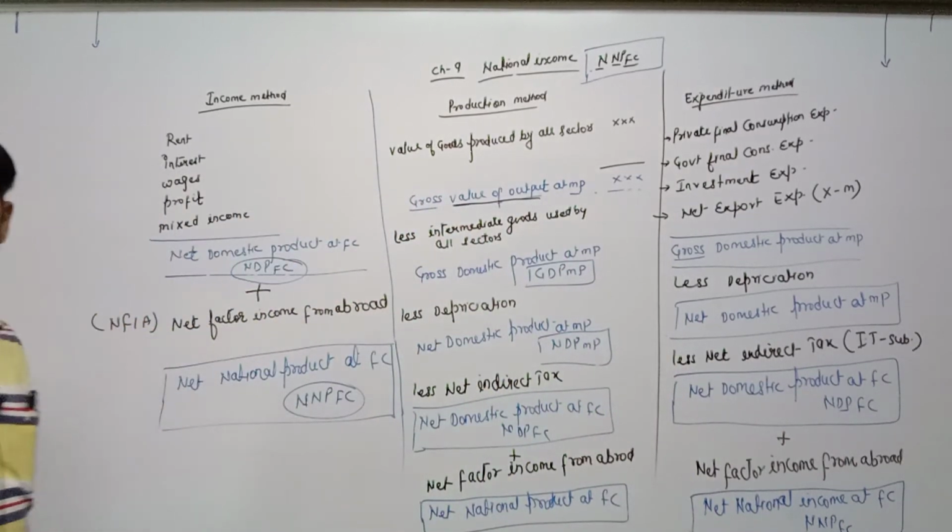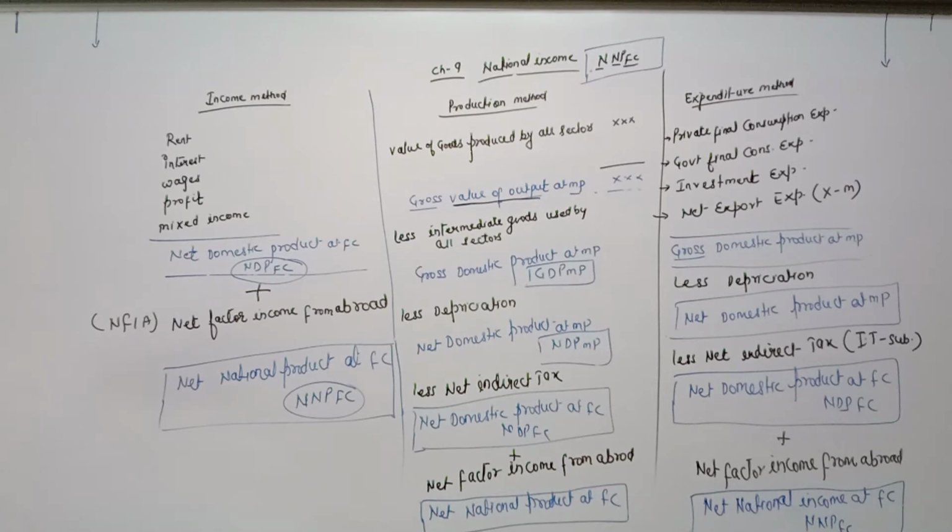These are the three methods: income method, production method, expenditure method. In case of income method, rent plus interest plus wages plus profit plus mixed income is equal to NDPFC. And after adding net factor income from abroad, we will get NNPFC, net national product at factor cost.